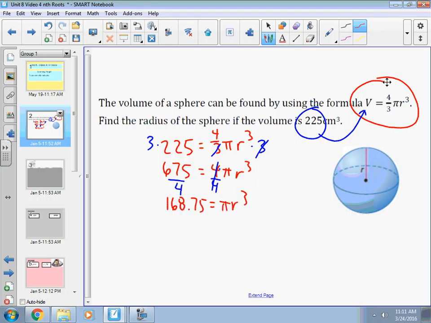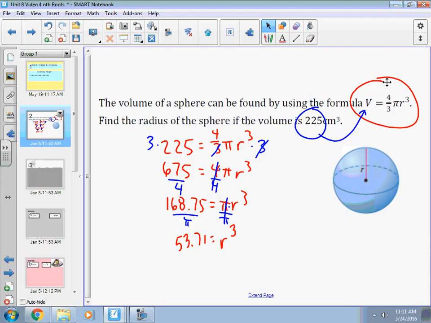We still don't have r by itself. It's still being multiplied by something, so let's divide by pi. If you do that, you get 53.71. Now the last step, we've got to undo that power 3, and that's the stuff we're going to be getting into today.